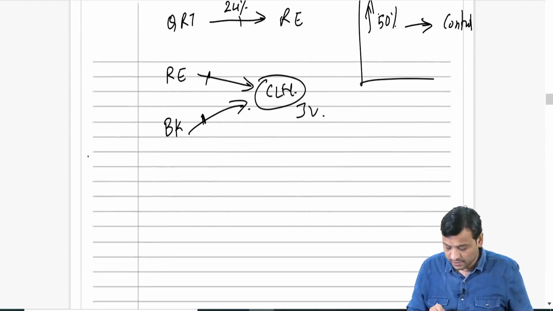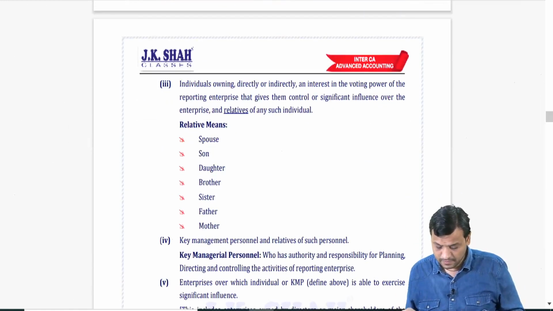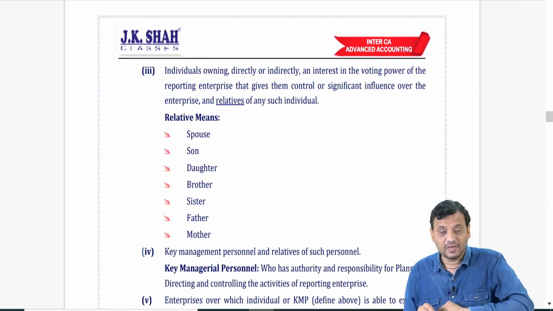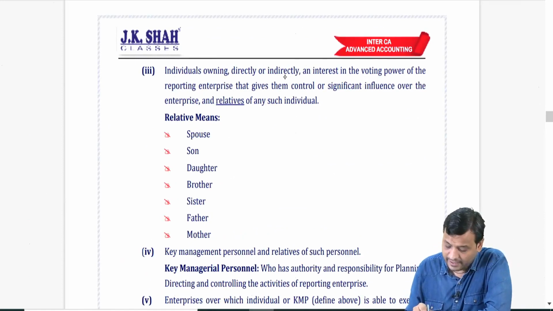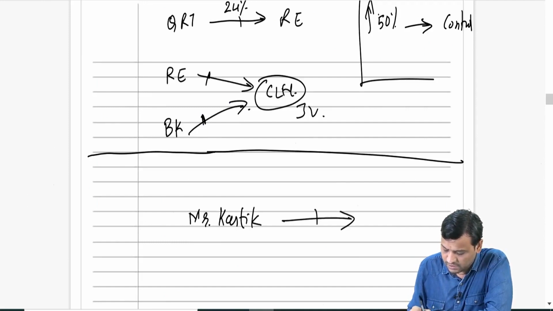Now I proceed further. Third, individuals owning directly or indirectly an interest in voting power of the reporting enterprise that gives them control or significant influence over the enterprise, and relatives of such individuals. Like Mr. Karthik holds, say, 30% of the reporting entity.